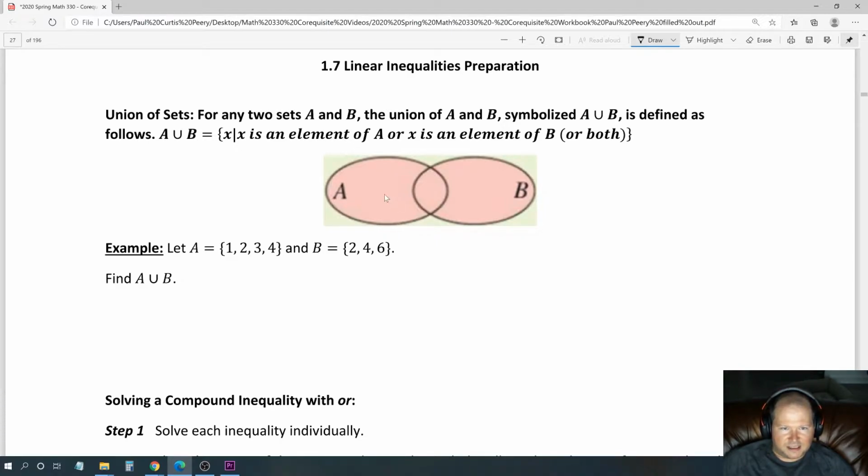So for instance, let's say we have A: 1, 2, 3, 4, 6. Now, we want to include everything in A, which is over here, but also, at the same time, everything over here with the B's. That's called a union, where we include everything. So in this case, we're going to include the 1, 2, 3, 4, and 6. We're going to include everything.